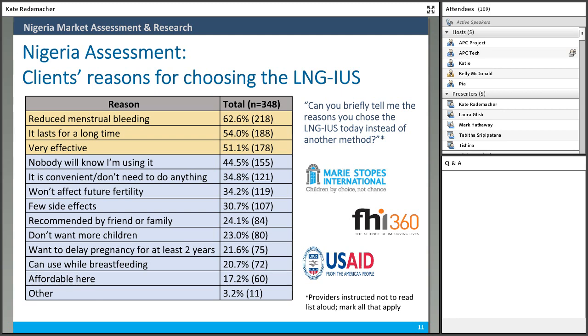The number one reason that women noted for choosing the method was reduced menstrual bleeding. This is an important finding because in many settings there's a persistent perception among some healthcare providers and some public health professionals that women are not supportive of reduced menstrual bleeding. But this and other research findings indicate that women may really welcome reduced menstrual bleeding.